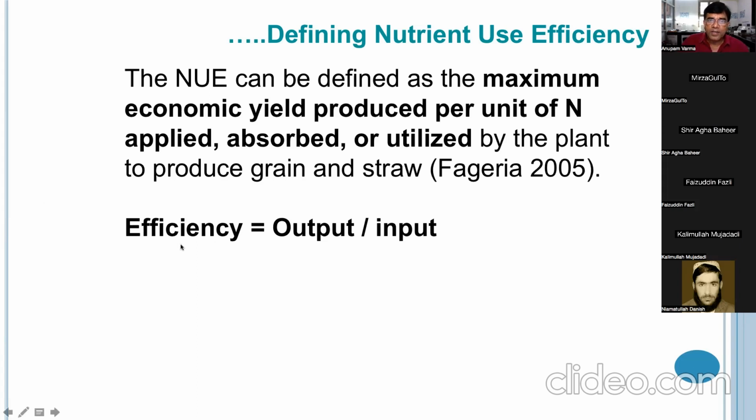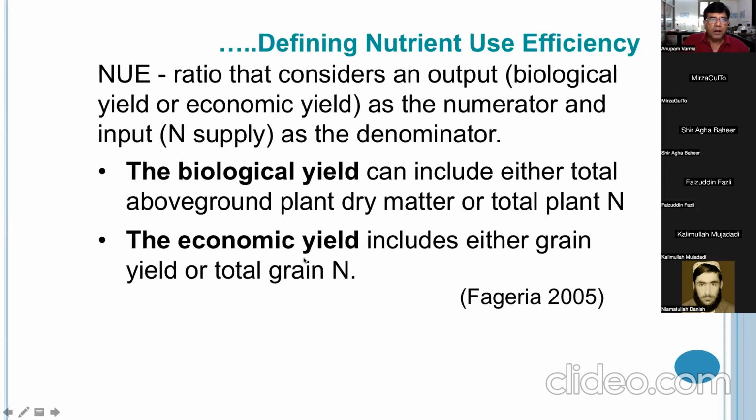So efficiency of any nutrient can be simply output divided by input. Output is your yield, and input may be with respect to applied nutrient. How much nutrient you have applied or how much nutrient has been taken up by the plant. Nutrient use efficiency, some more definitions you can see. A ratio that considers an output, which may be in terms of biological yield or economic yield, as the numerator, and input supply, that is nitrogen supply or nutrient supply, as the denominator.